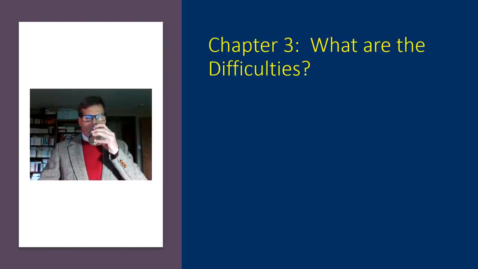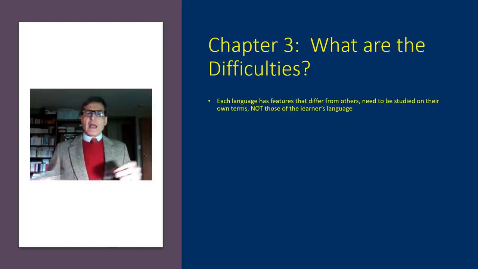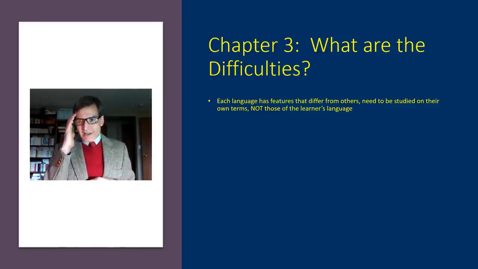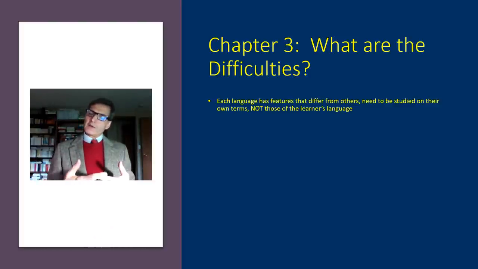Chapter 3, what are the difficulties that you can expect to encounter in learning a foreign language? General difficulties. And he says that, this is true, each language has features that differ from other languages. And the problem is that you really need to study these features on their own terms, and this is particularly acute for normal language learners who haven't learned another language yet. That's almost impossible to do. It's natural that you understand things through the lens of your own language, your learner's language. So that's the first major problem that you're going to encounter learning your first or your second language.